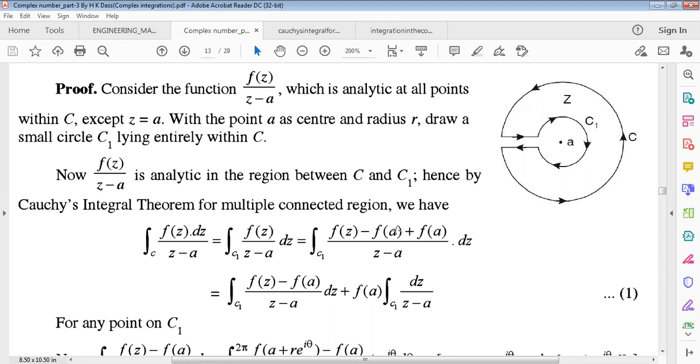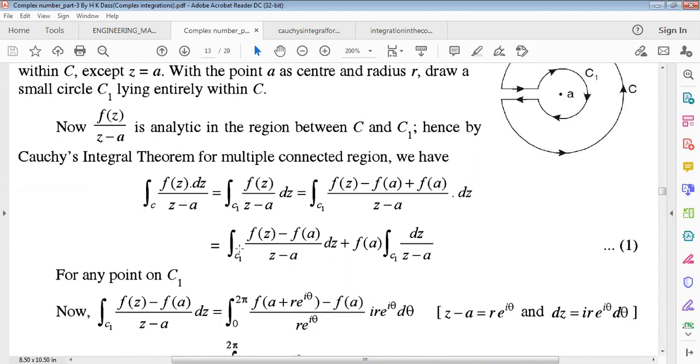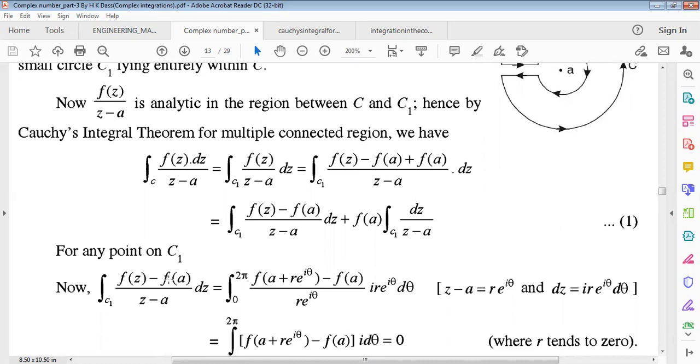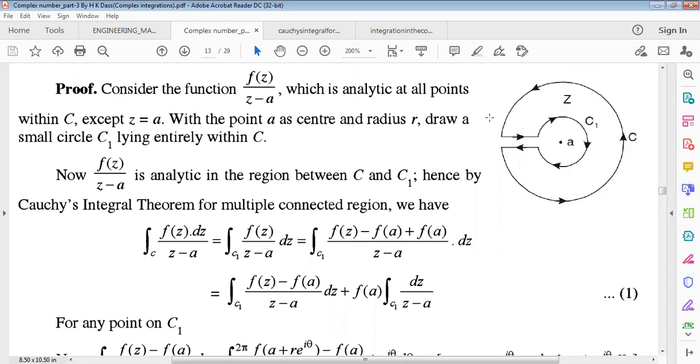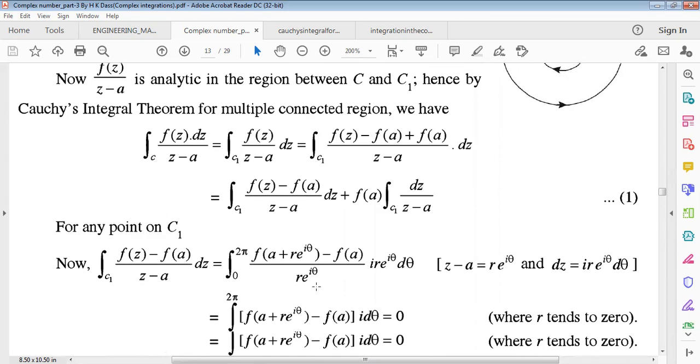Okay, just this and this can be cancelled easily. So this can be written as (f(z) - f(a))/(z - a) + f(a) dz/(z - a). This is equation number 1. Now for any point C1 lying inside the circle C, we can assume this integration over the closed curve C1.